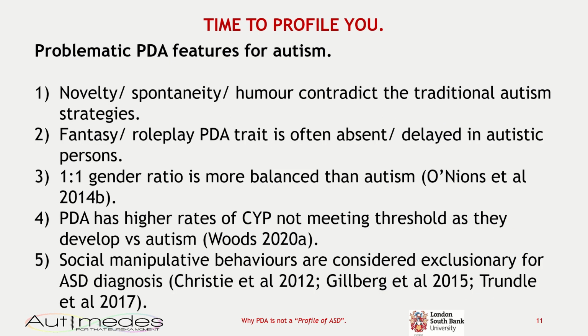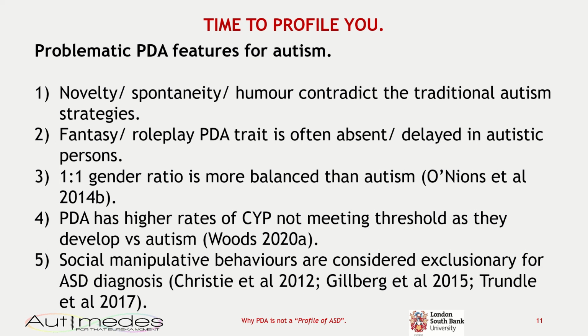Moving on to the broader literature, these are features that make PDA problematic as part of the autism spectrum. The novelty, spontaneity, and humour strategies that people with PDA express contradict traditional autism strategies. Also, the fantasy role play trait for PDA is often absent or delayed in autistic persons. The gender ratio for PDA varies depending on which clinical research you look at, but sometimes it's displayed as 1 to 1, one male to one female, which is more balanced than for autism. I'd also point out that PDA has relatively high rates of children and young persons not meeting clinical threshold as they mature towards adulthood, and this rate is higher than you'd see for autism.